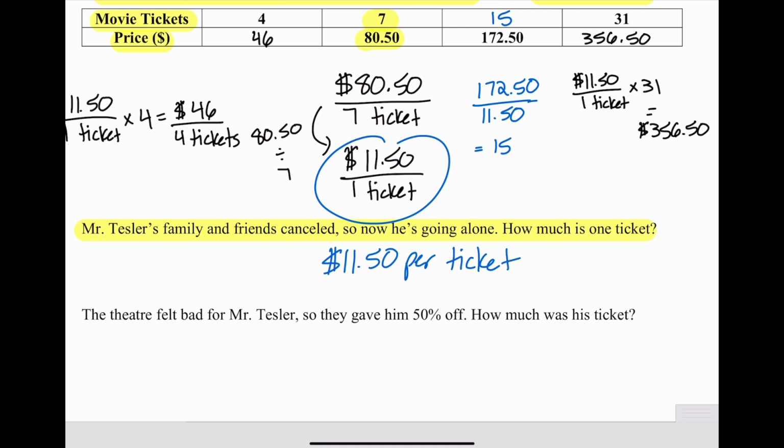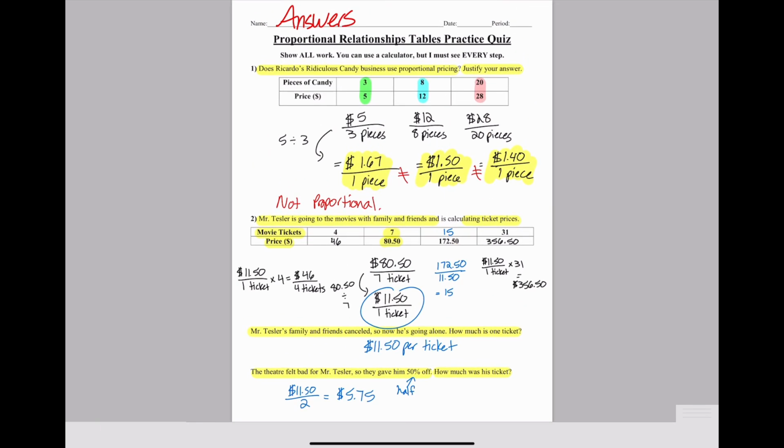And then the second part I threw in for fun, and it's the theater felt bad for Mr. Tesler, so they gave him 50% off. How much was his ticket? Remember, 50% off just means like half off, right? So what is half of $11.50? Divided by 2, and that's going to give us $5.75 for Mr. Tesler's sad discounted ticket. All right, there's the first two questions. Let's go on to the back.